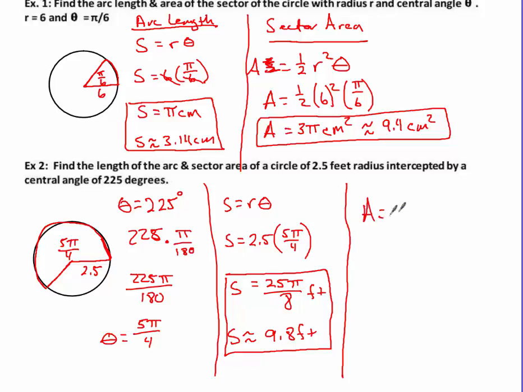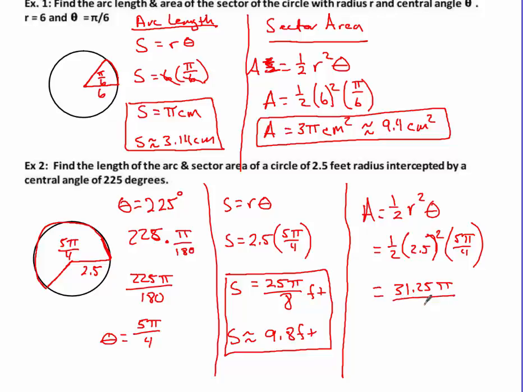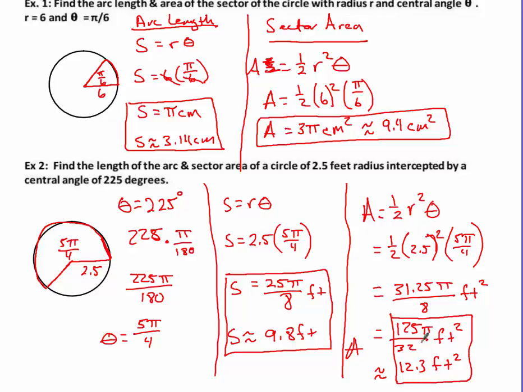Okay, area equals 1/2 r squared theta. So that's 1/2 times 2.5 squared times 5 pi over 4. All that can go right in the calculator, so we get 31.25 pi over 8, because 2 times 4 on the bottom is 8. And that's going to be feet squared. We can reduce that using the calculator to 125 pi over 32 feet squared. And we can approximate it also in the calculator to 12.3 feet squared. So our area equals either one of those. Not so bad.